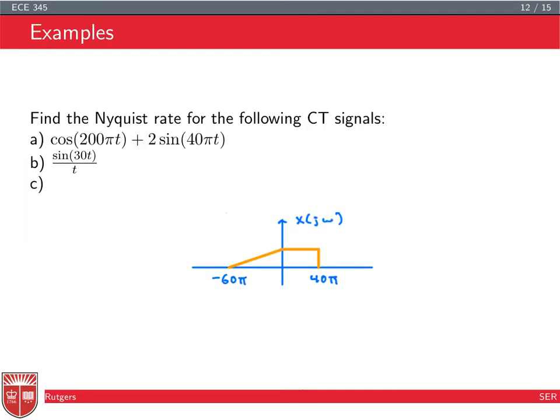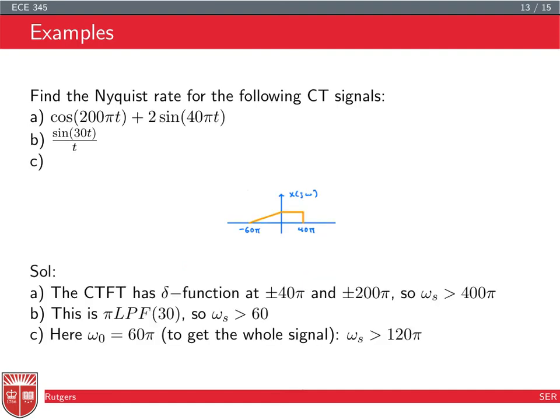Now let's do some examples. Here the question is to find the Nyquist rate for the following continuous time signals, and I have 3 questions. And again, to find the Nyquist rate, I have to find the maximum frequency of a signal, and the Nyquist rate would be twice that frequency. So here you can see that in the first signal, the largest frequency, in the cosine, is 200 pi. So I have to sample at a frequency greater than 400 pi.